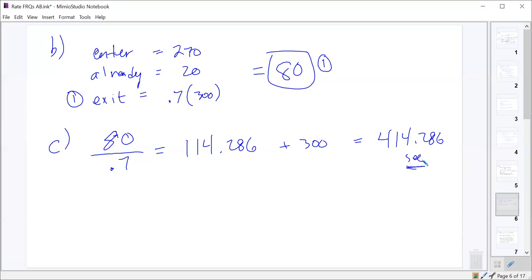Everybody good with that? And that one apparently was just worth also 1 point for the answer. Everybody good there with part C? Yeah? Everyone's good there with part C? Okay. What about part D?